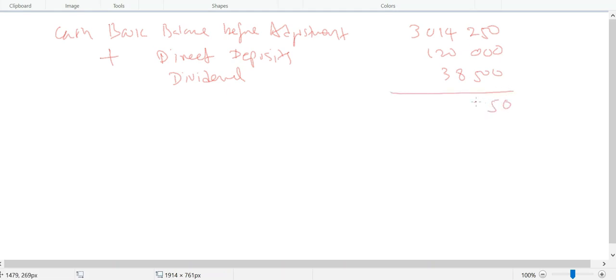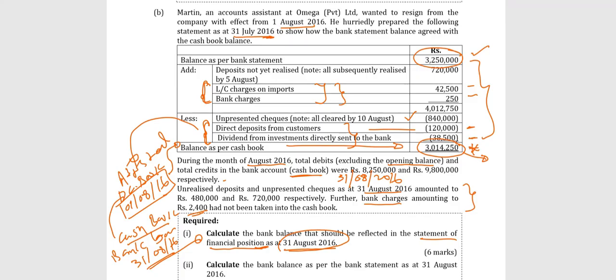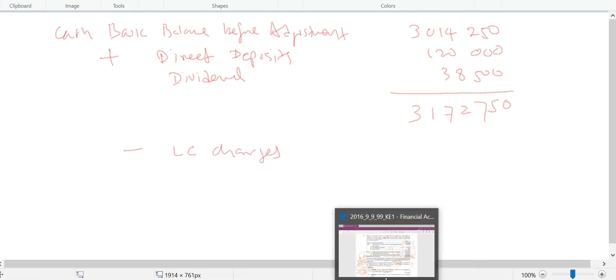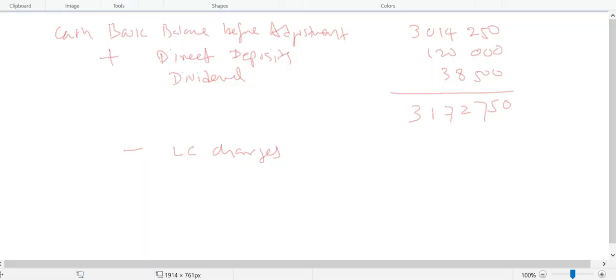How much? 3,172,750. From that you should deduct these amounts, LC charges on imports. So this you will come to know when you receive the bank statement. How much is that? 42,500. So LC charges are not adjusted in the cash book, so that has to be adjusted. 42,500 has to be adjusted.